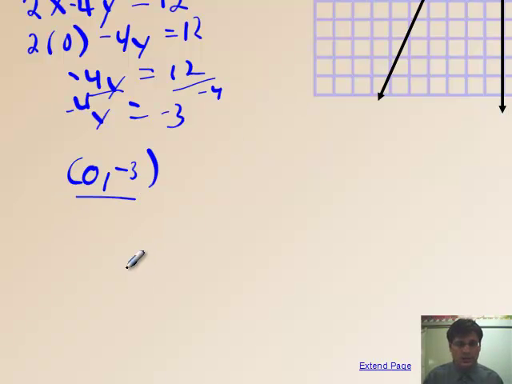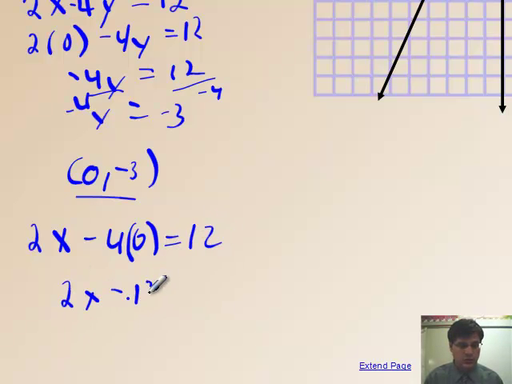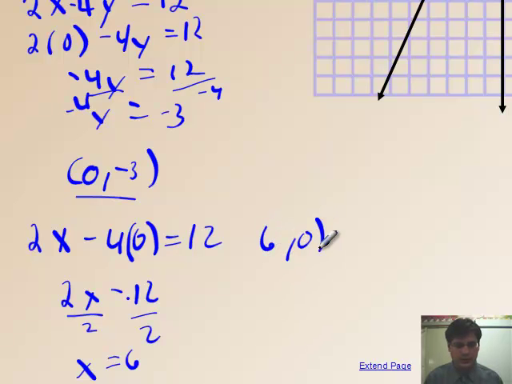Okay, so I got that one. And then I'm going to find the x-intercept. I'll find that by plugging 0 in for y. So 2x minus 4 times 0 equals 12. So 2x is equal to 12. Divide by 2, and x is equal to 6. And so my next ordered pair is going to be (6, 0).